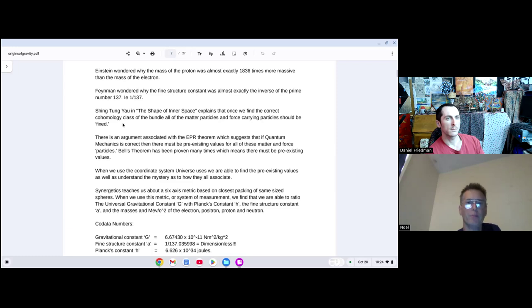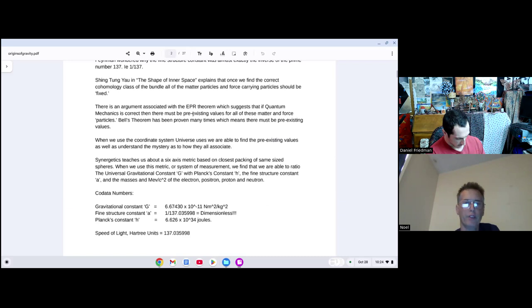Xingtung Yao in The Shape of Inner Space explains that once we find the correct cohomology class of the bundle, all the matter particles and force-carrying particles should be fixed. In other words, when we find the correct metric, which is a system of measurement, we'll find that the particles are all fixed. Now, there's an argument associated with the Einstein-Podolsky-Rosen theorem, which suggests that if quantum mechanics is correct, then there must be pre-existing values for all of these matter and force particles. Bell's theorem has been proven many times, and that means there must be pre-existing values.